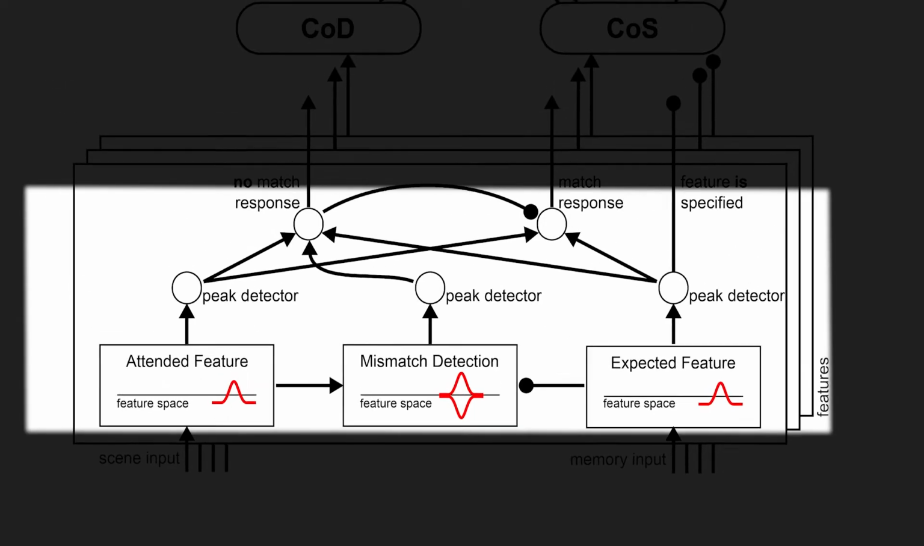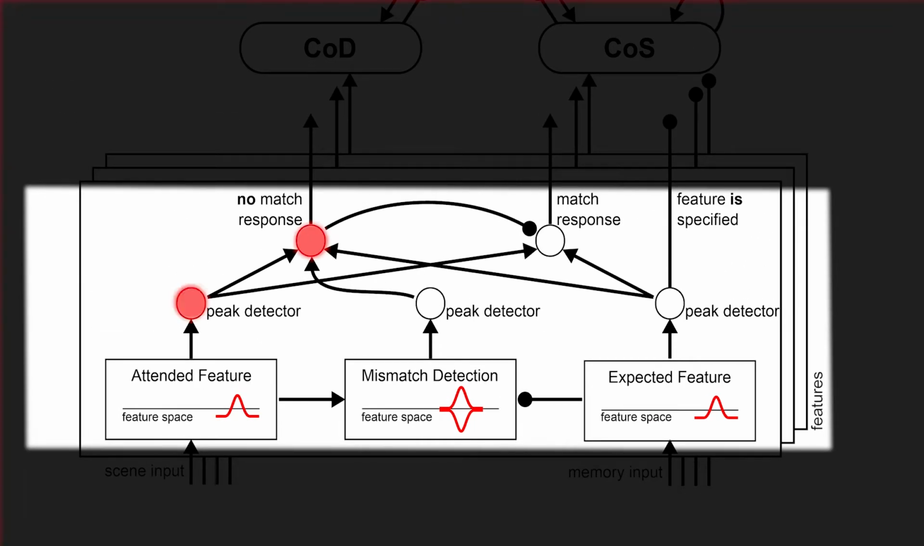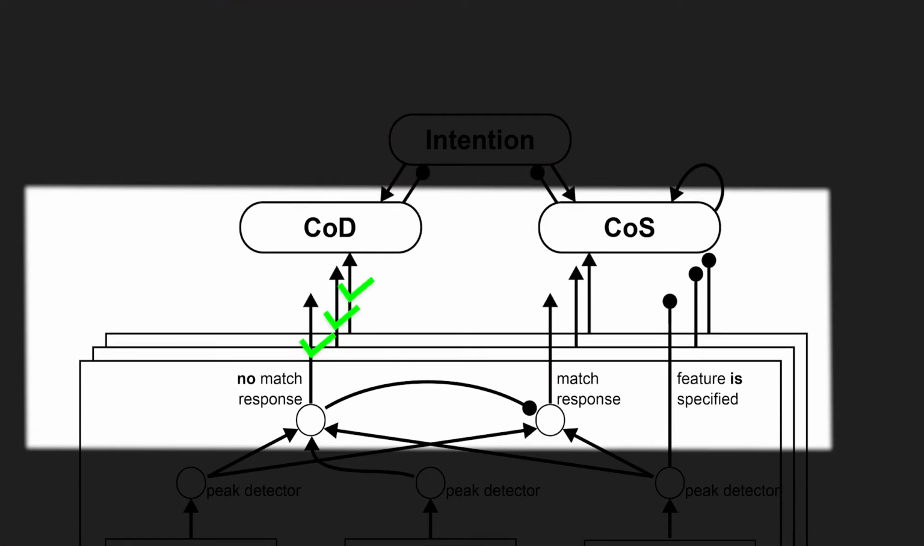A no-match response is signaled if the attended, the expected, and the mismatch detection fields all carry a peak. A match response is signaled if both the attended and expected fields carry peaks, but the mismatch detection field does not. A single mismatch for one feature dimension is sufficient to activate the condition of dissatisfaction. The condition of satisfaction is activated only when a match is detected along each of the specified dimensions.